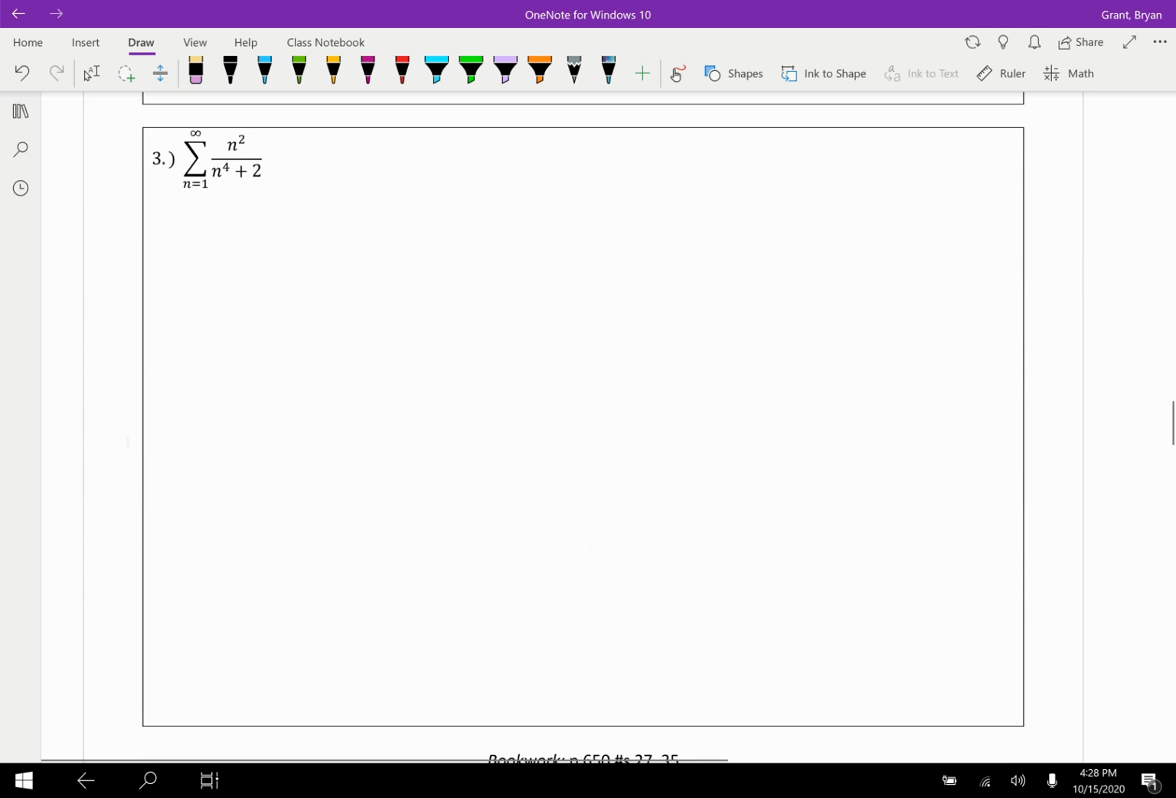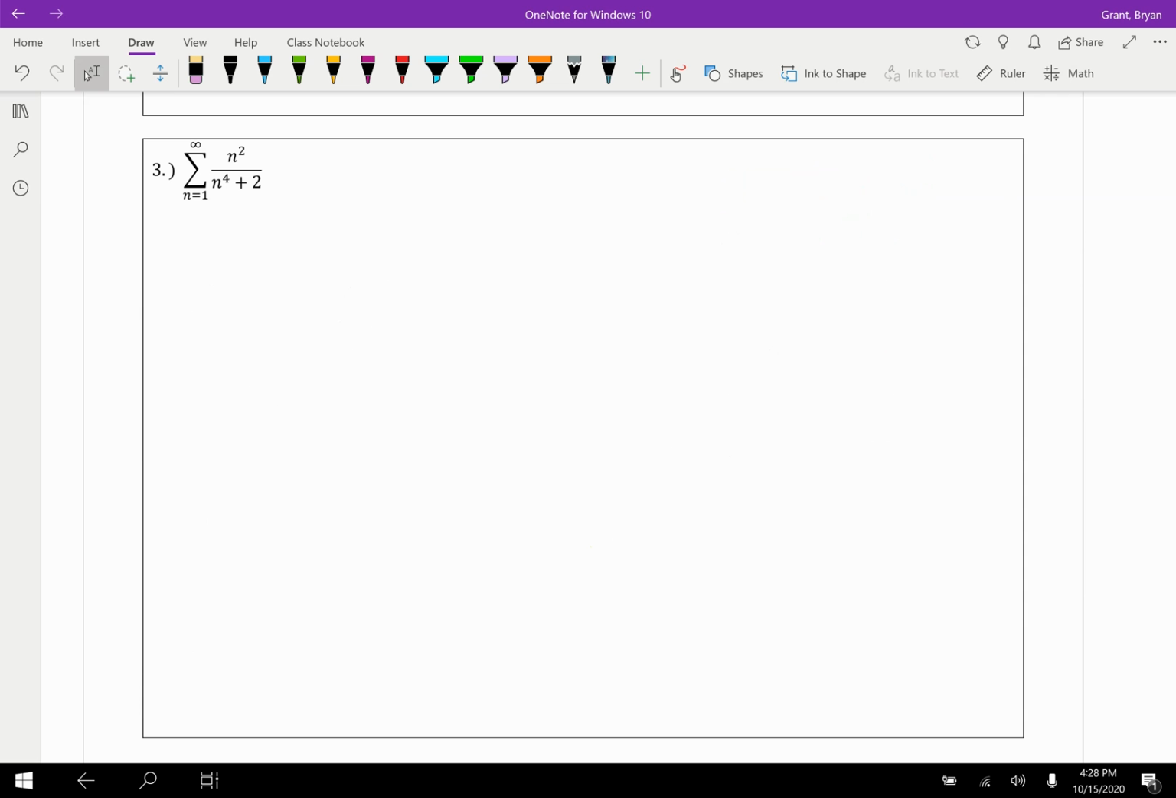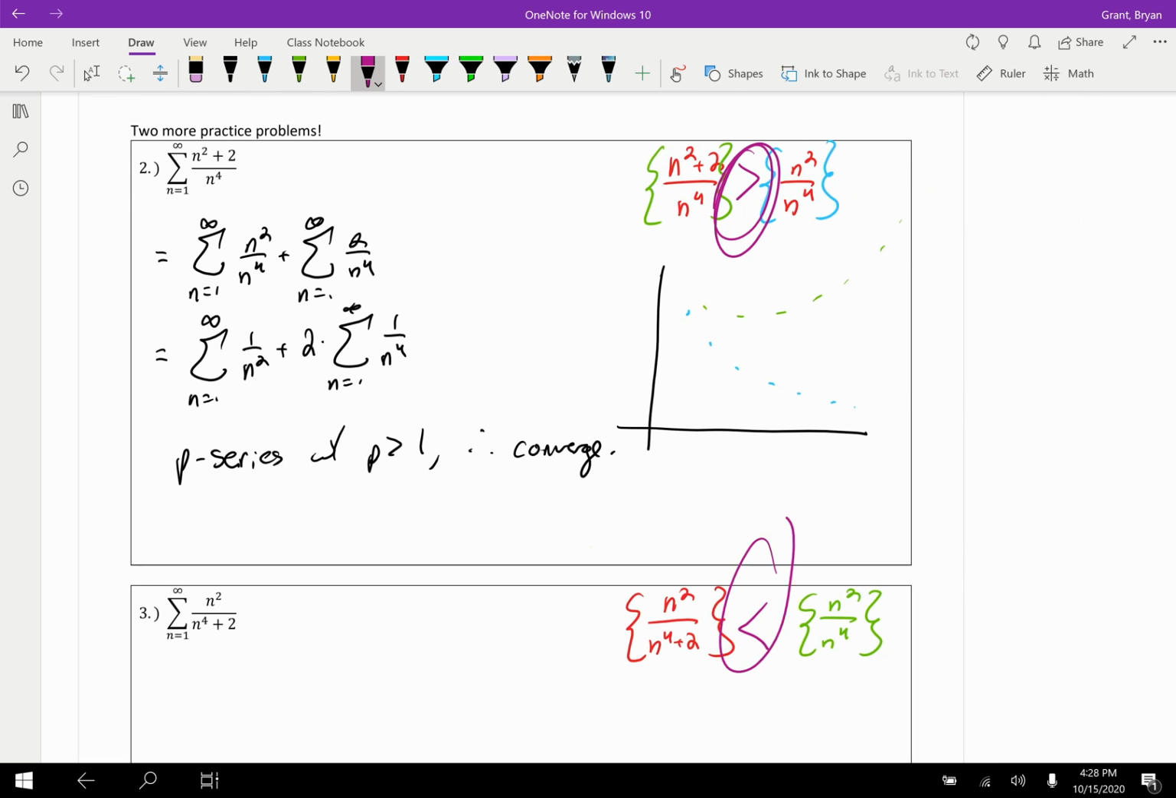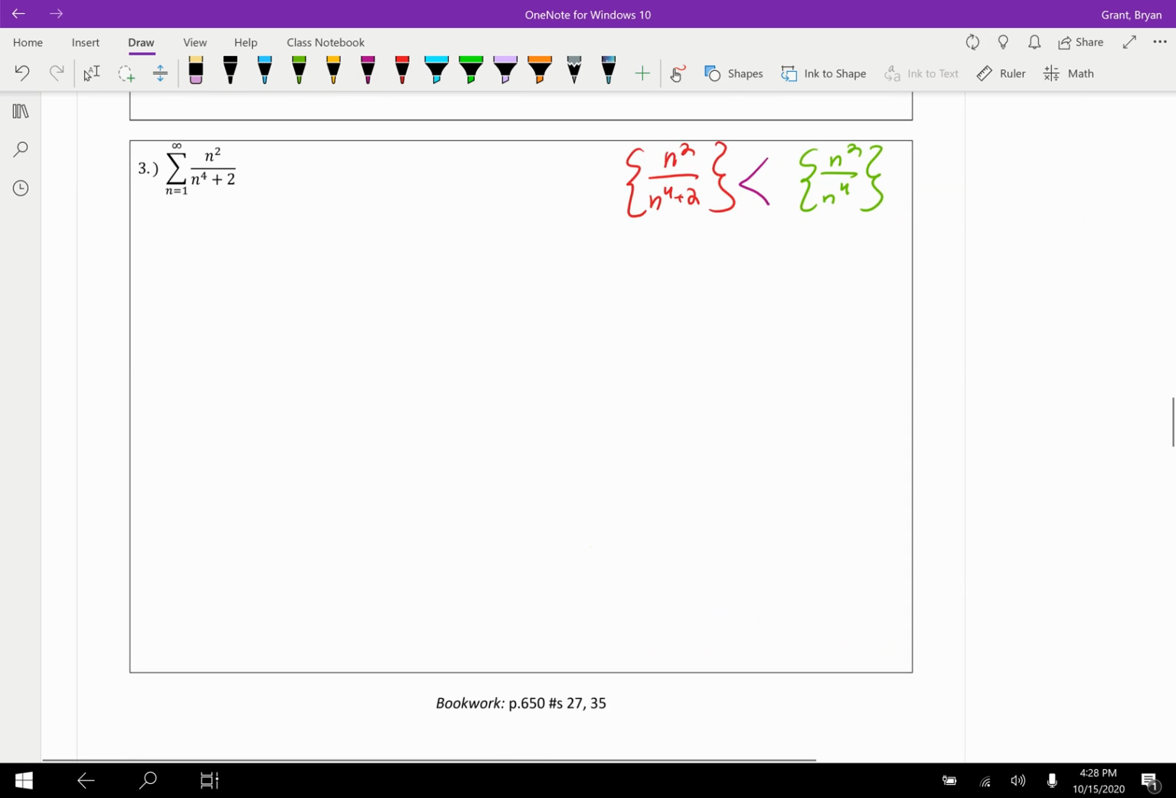Let's look at our last one. This last one, you're like, oh, is the same exact thing going to happen? Well, let's find out. We are going to compare n squared over n to the fourth plus 2, and we'll compare that to that same n squared over n to the fourth. Well, what changes here? Here we have a larger denominator, and here we have a smaller denominator. And remember, a larger denominator makes the overall fraction smaller. And look at this. That actually changes the direction of the sign. And I think that change is going to be enough to probably tell us something.